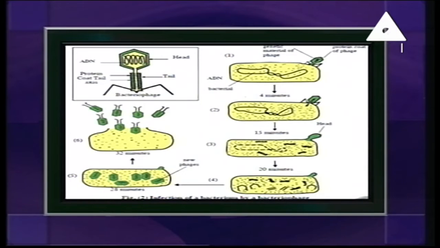The first of the six steps of infection is the attachment of the bacteriophage to the bacterial cell. The first step, the attachment, is done by using the tail. The second step, injection, is injecting its genetic material into the bacterial cell.